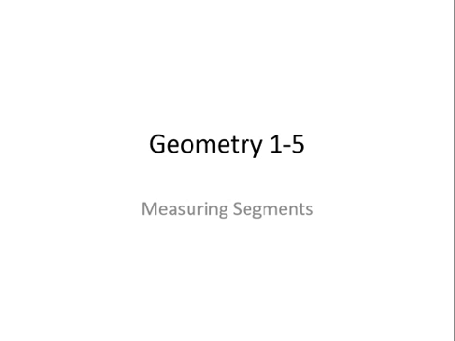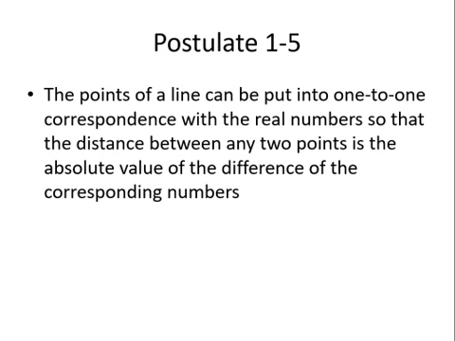And so let's talk about postulate 1.5. Take a second, you can write this down. The points of a line can be put into one-to-one correspondence with the real numbers so that the distance between the two numbers is the absolute value of the difference of the corresponding numbers.